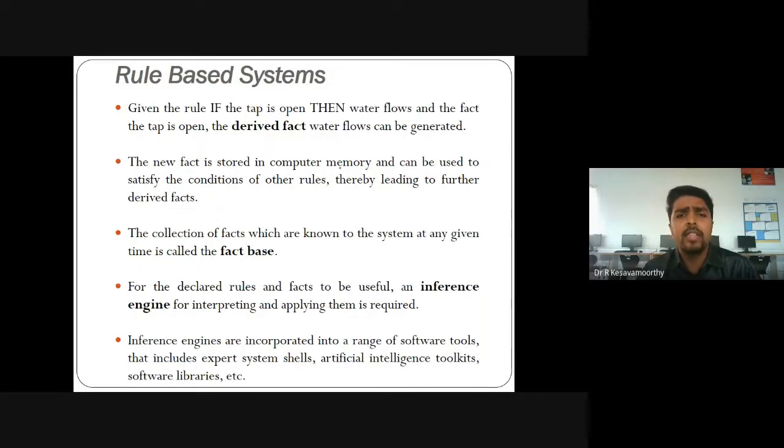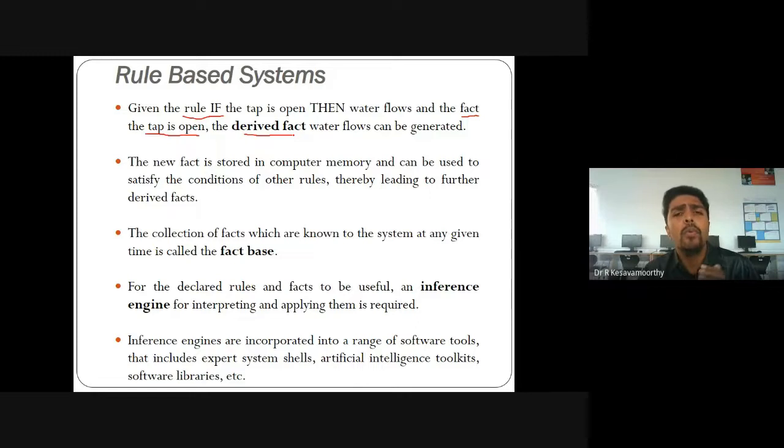Now, as I said, with this example itself: what if the tap is open? This is actually the rule for us, right? And the fact is: water flows. So here, this particular rule and fact will help us to derive another fact. The rule is: if the tap is open, then water flows. And the fact is that the tap is open, which is always true. If it is a fact, then it means it is always true. So this rule and the fact will together help us to derive additional facts known as derived facts.